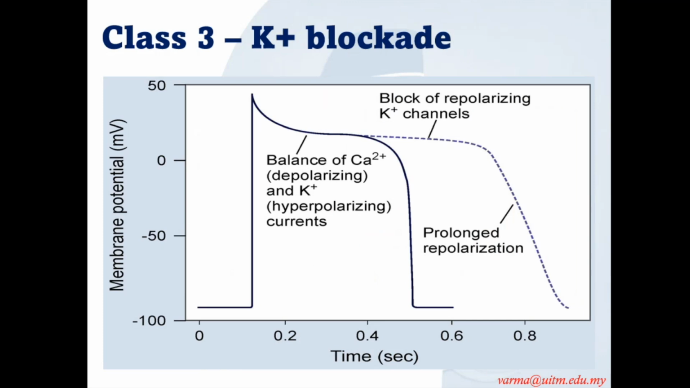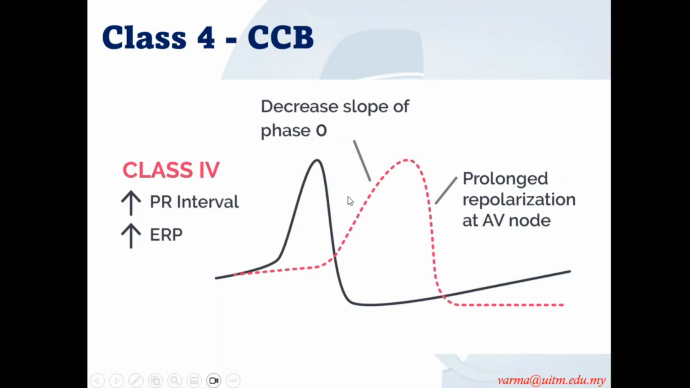Class 3, very easy, is potassium channel blockade. In your cardiac action potential, phase 3 is your repolarization phase, where the potassium channels open, potassium efflux occurs, and if you stop the potassium efflux, you're going to prolong the refractory period, thus prolonged repolarization occurs. Simple as that. Okay. Then class 4, calcium channel blockade, again they are sympathetic activity blockade.